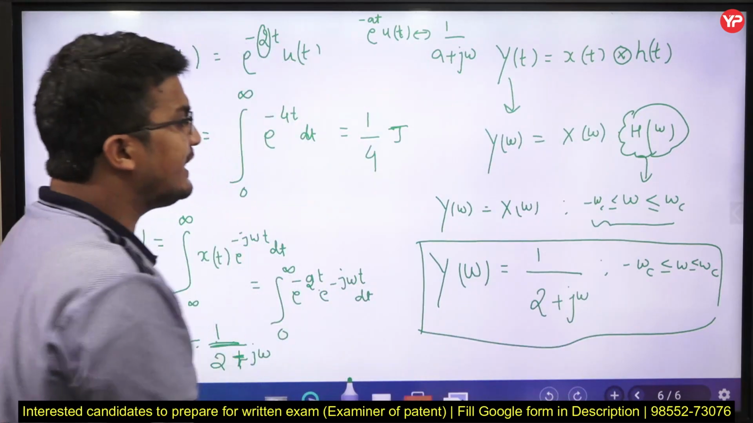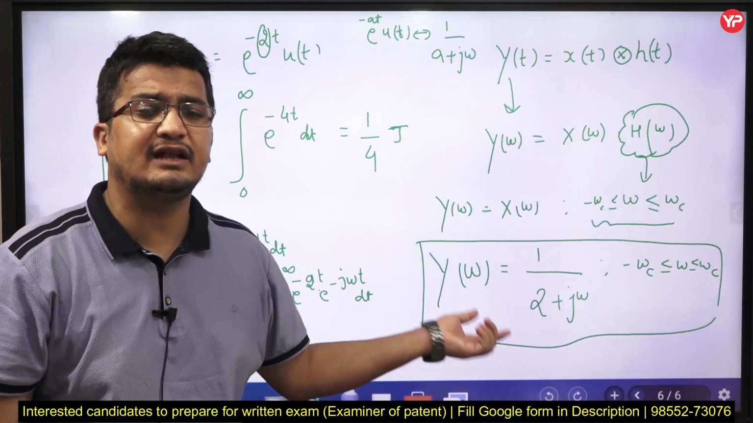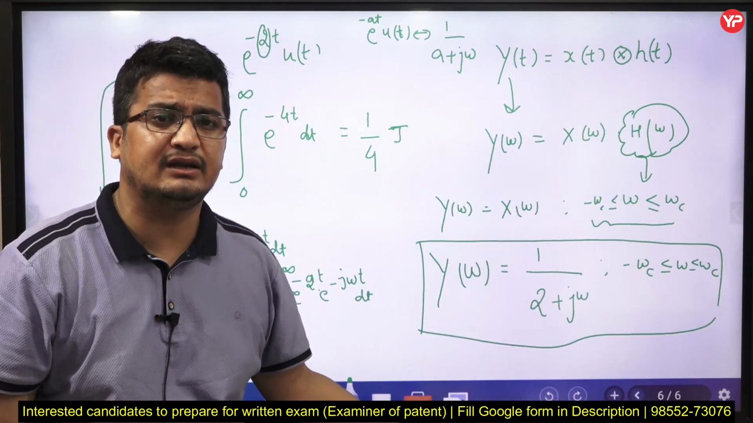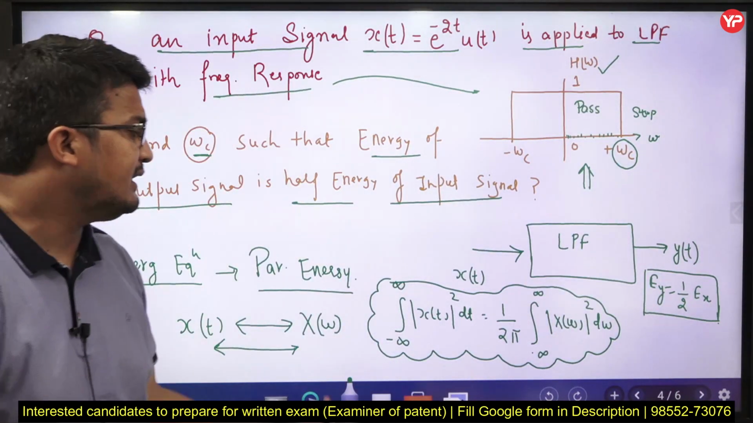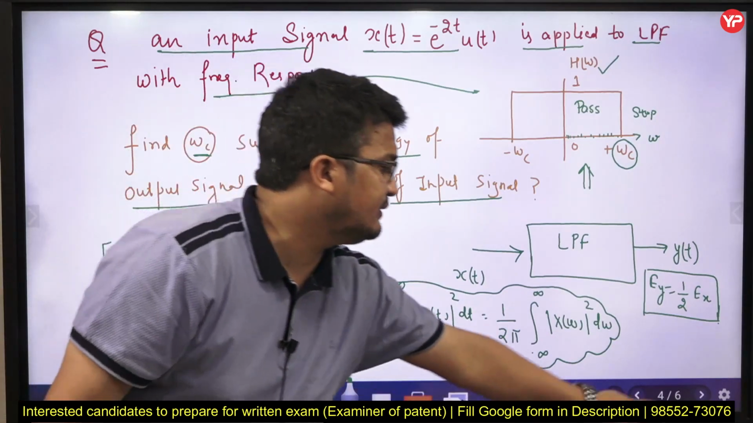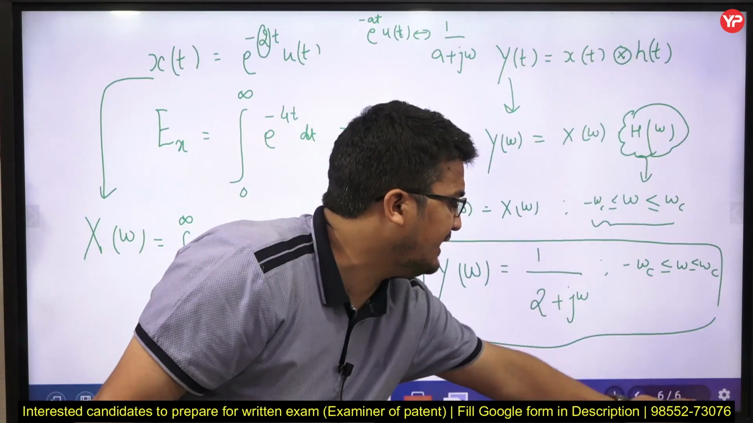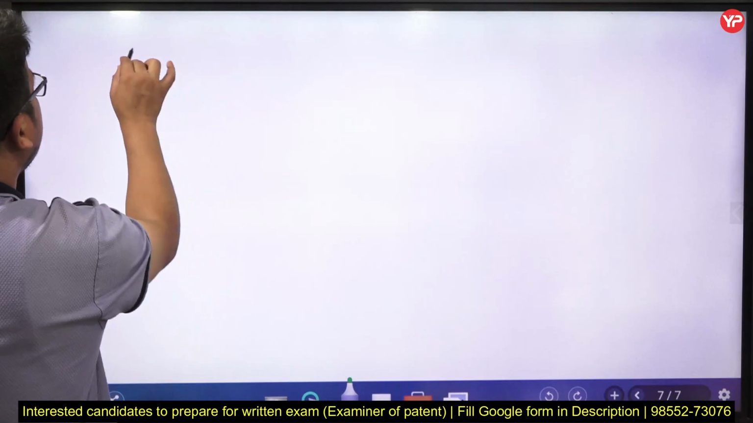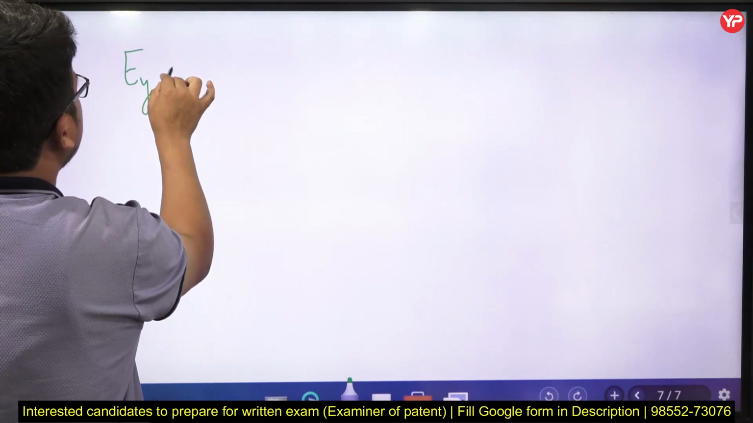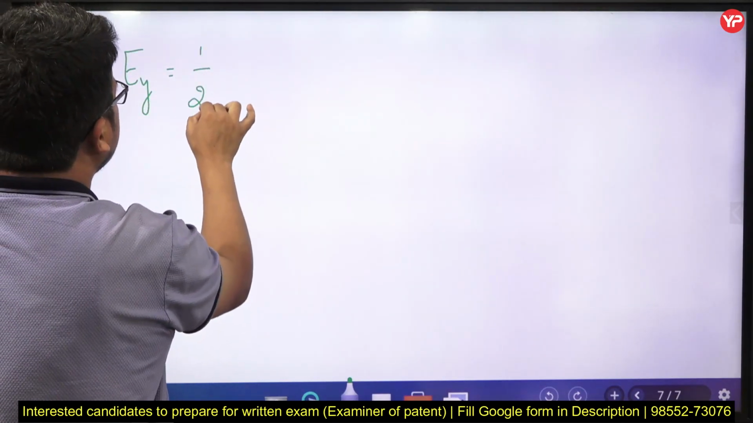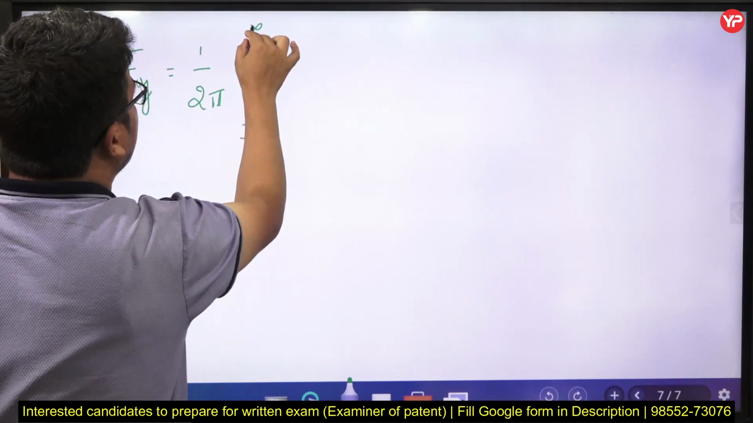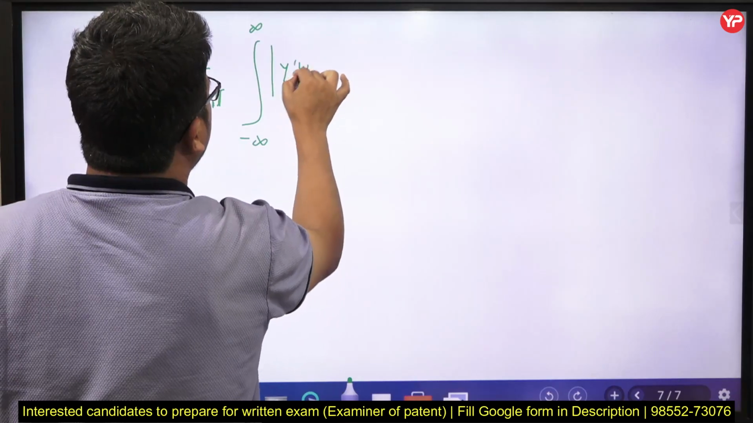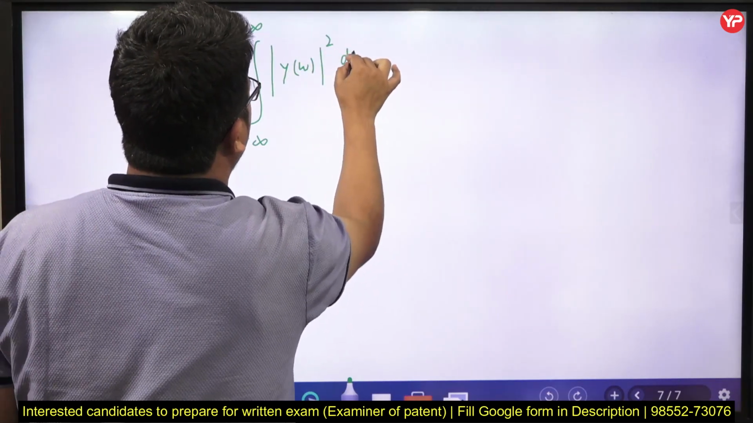Now if you go and calculate the output signal energy in the time domain, that is a wastage of time, right? You know the Parseval energy relation, which says it doesn't matter whether you calculate energy in the time domain or frequency domain, you are going to get the same answer. So if I go ahead, guys, and solve it, what will be the energy? Ey, can I say Ey will be 1 upon 2 pi integration from minus infinity to infinity of mod of y omega squared d omega.